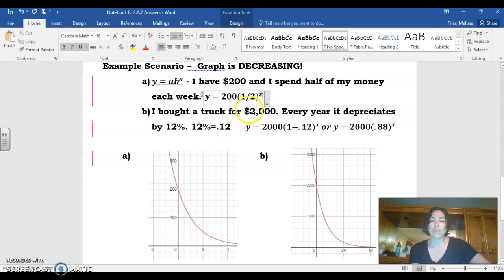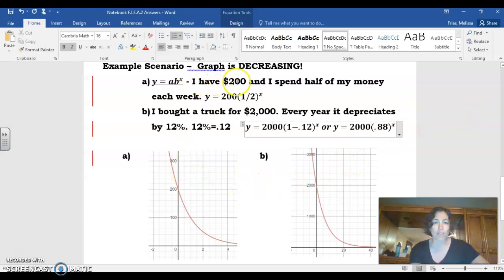And for me to put that in, I put my initial amount, my y-intercept, and that goes right in the front where the A would be. And then instead of it being 1 plus, because I'm going less than 2,000, it's going to be subtracting the 12%. If I figure this out, it's going to be 0.88, and I can write it either way. Both ways like this, you can write it, and that basically tells you what you'll have after so many years.